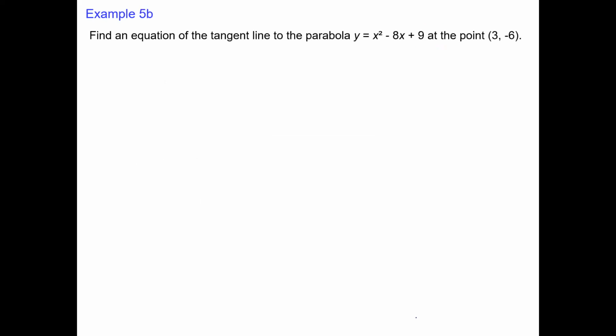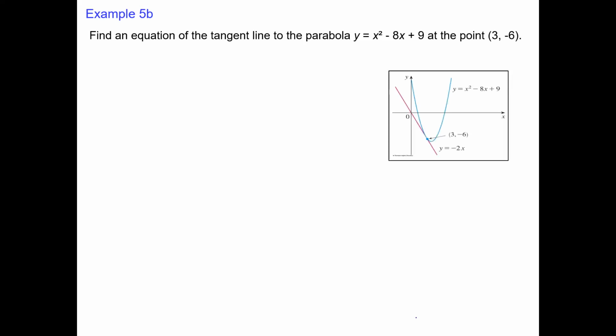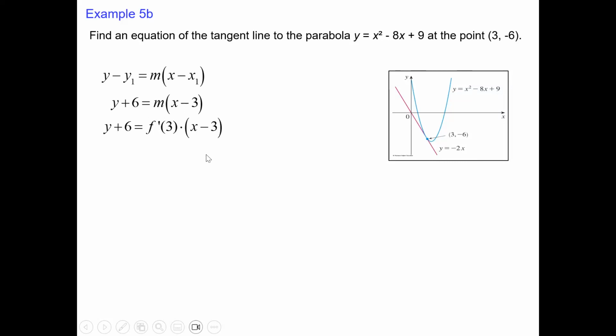Now, if we have a question like this, part B, find the equation of the tangent line to the same parabola at the point 3, -6. So this is the parabola, that's the point 3, -6. Let's try to get it. You will always start with the point-slope form, substituting the point, and now the slope. We know what the slope is: the derivative. Slope is derivative.